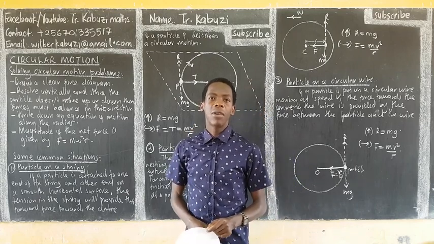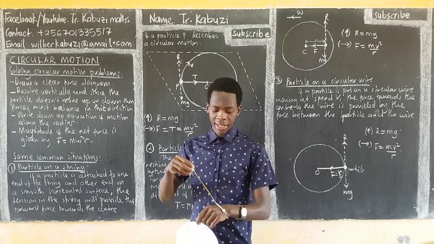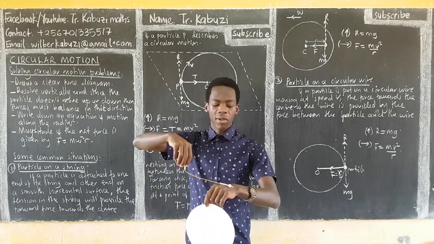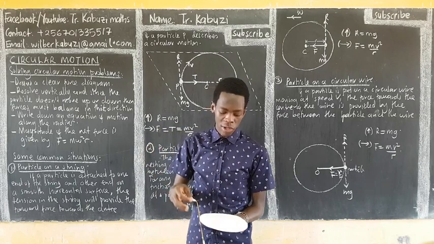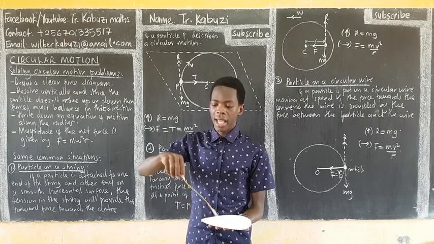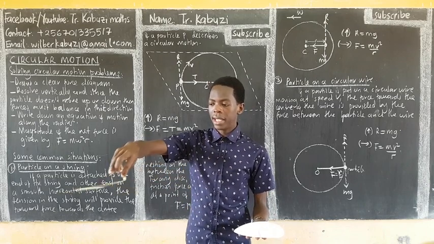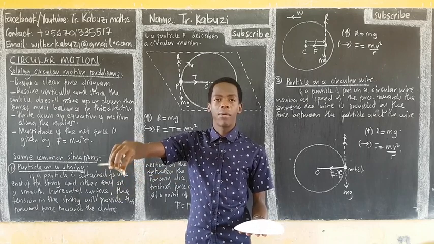So the only force acting upwards is the reaction, if the body is in contact. For example, if this is the body in contact with the surface, there is going to be a reaction and also the weight of that body. So always in horizontal circular motion, we don't have any motion upwards.